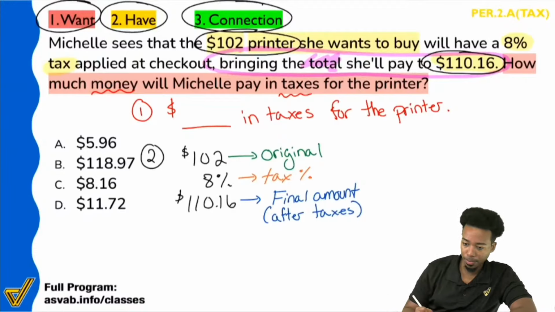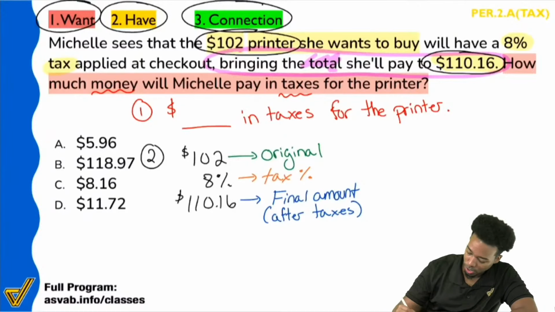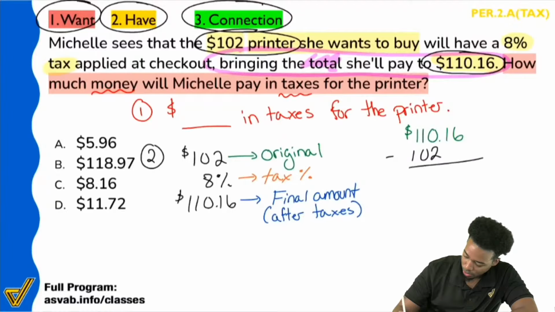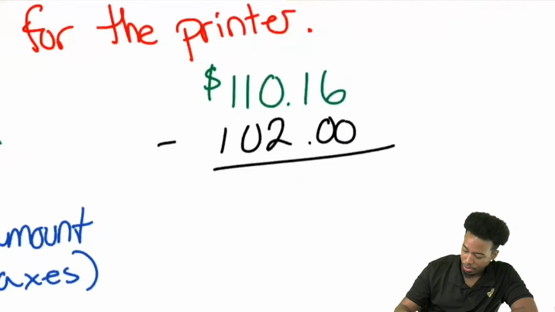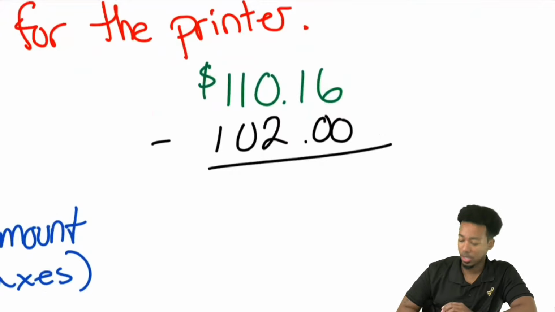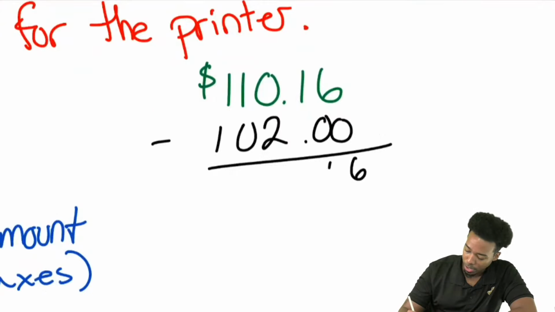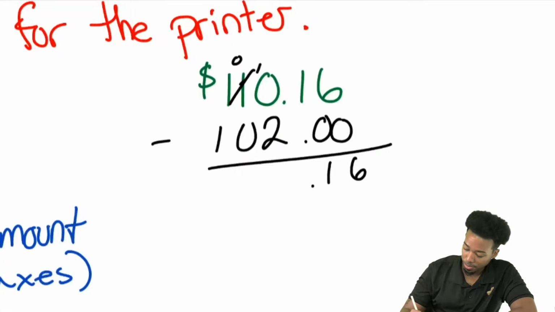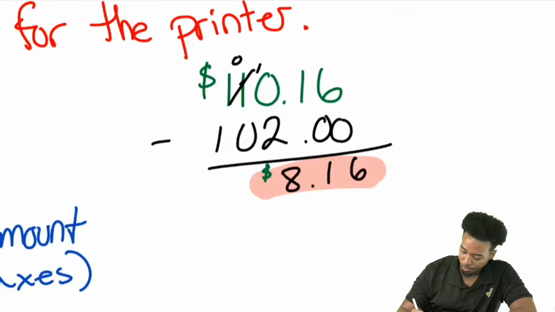So if you take a look here, $110.16 minus the $102. Let's go ahead and try that out. Everyone follow along. 6 minus 0 is 6. 1 minus 0 is 1. Then 0 minus 2, can't do that. So let's cross that out. Then we have 10 minus 2. That's going to be 8. Then we have 0 minus 0, 0 minus 0. So we have $8.16. That right here is the amount of the tax.